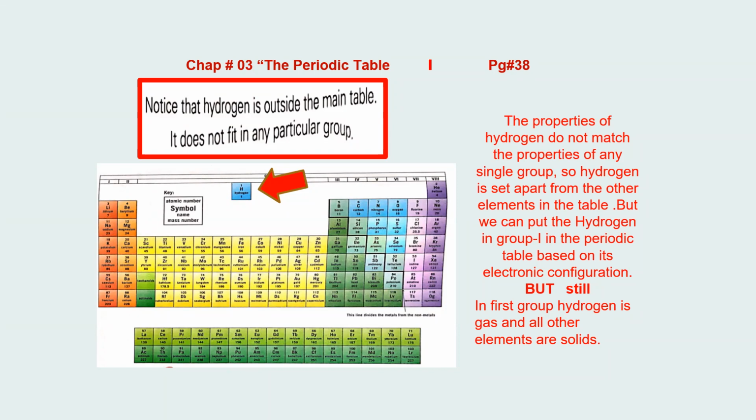So group 2 reacts with group 6 because group 6 elements require 2 electrons. And group 1 reacts with group 7 because group 7 requires only 1 electron, and group 1 has 1 electron in its outer shell.